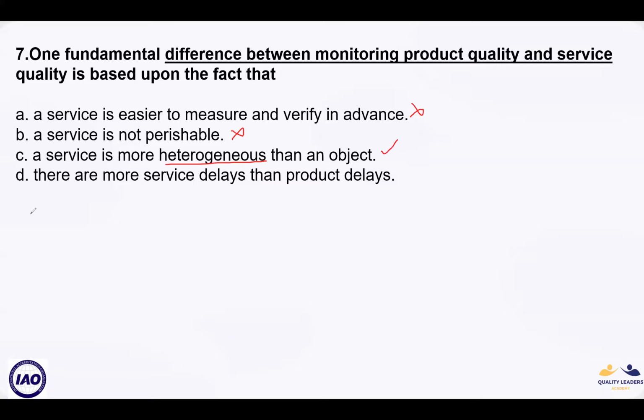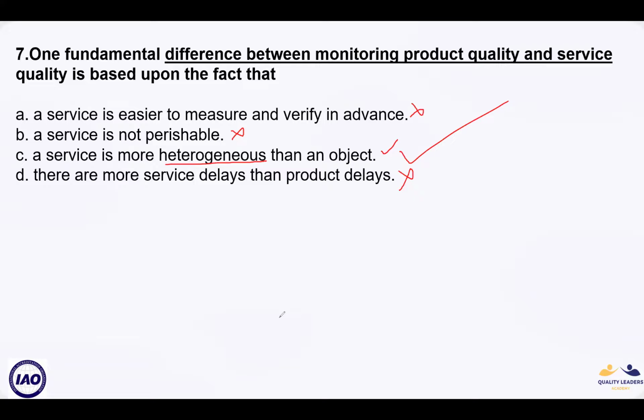Now coming to option D, there are more service delays than product delays. It's operational. It depends on the operations. It isn't related to quality monitoring. So this is also not the right fit for the question. So in a way, evaluating all the options, option C is the right answer, right?